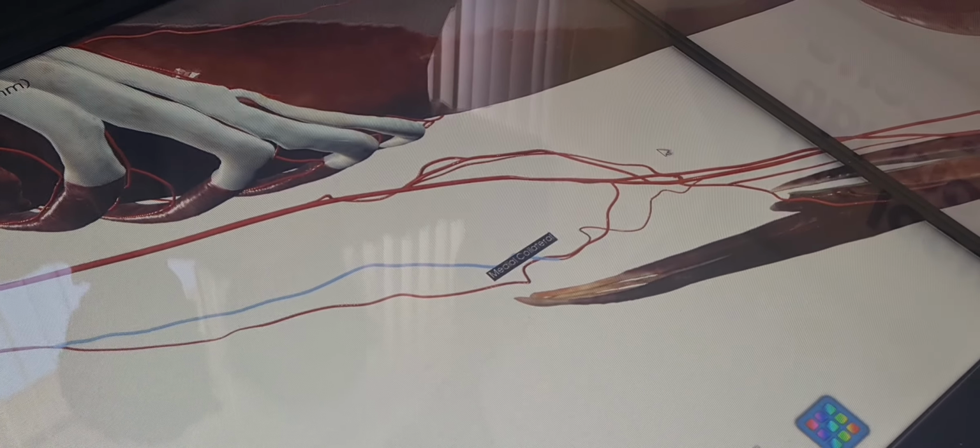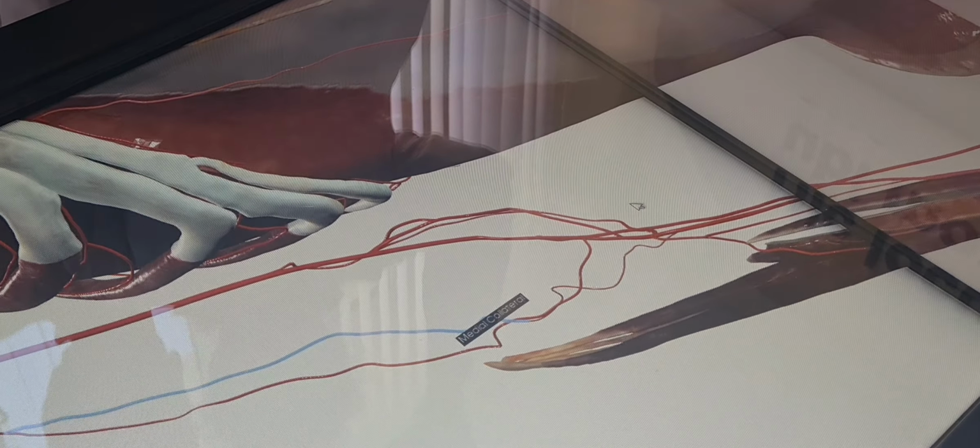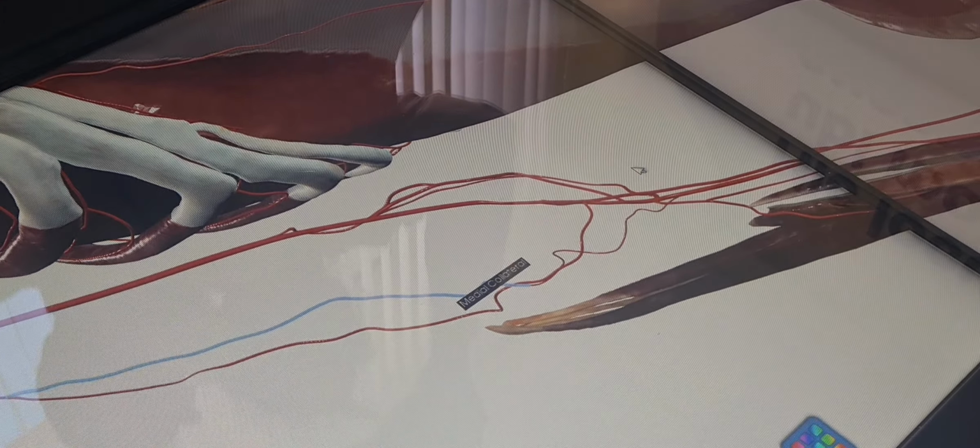Well, that is all for today. Axillary and brachial arteries next time. Your questions?